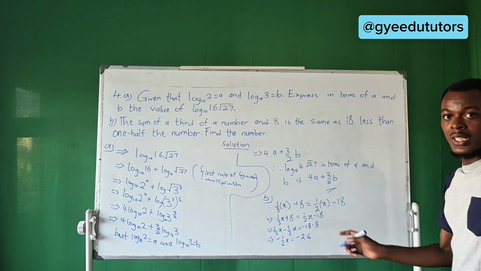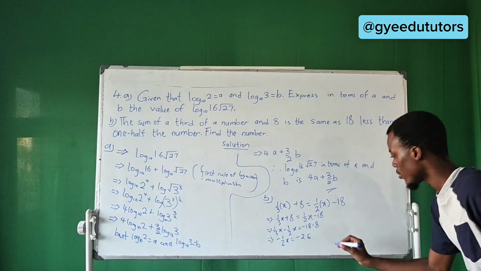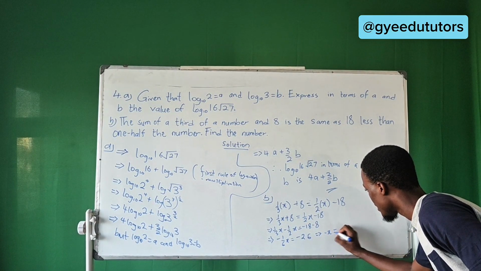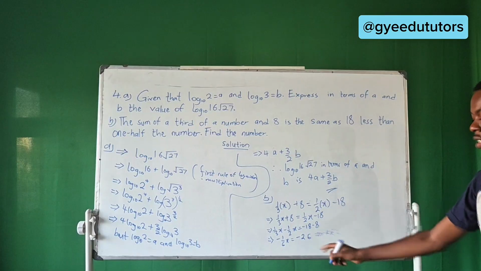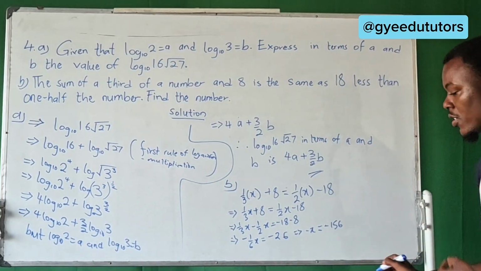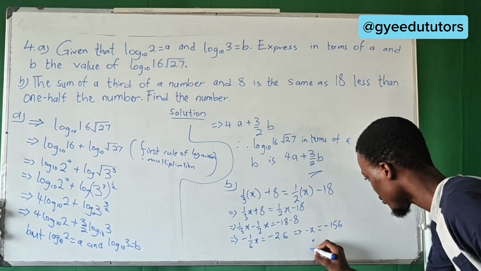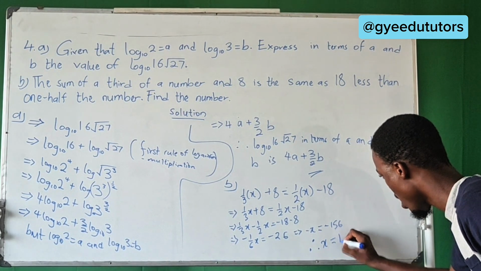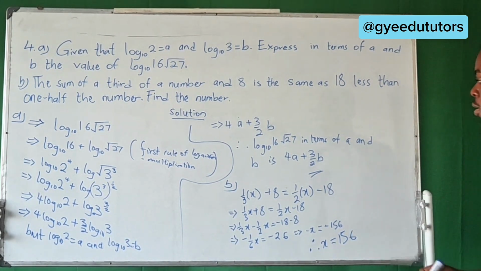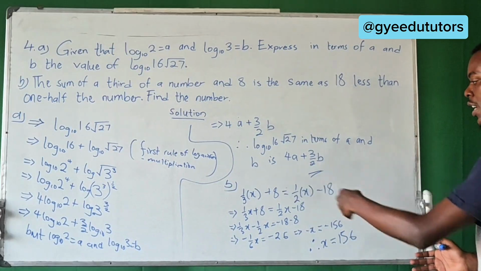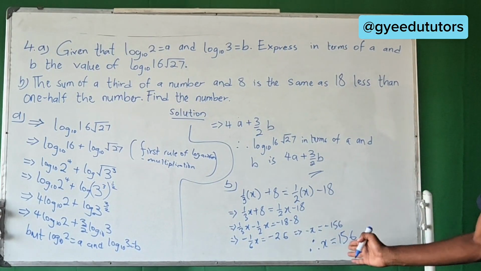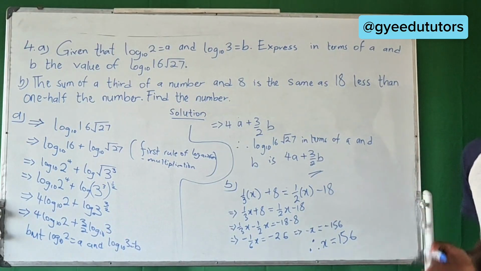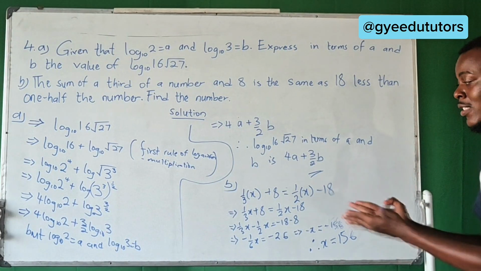So now to find x, we multiply both sides by 6. So now we get minus x equals minus 26 times 6, which is minus 156. So therefore, x is equal to 156. Now, if you compare both sides, you realize that if you fix 156 inside the left hand side, it will be the same as the right hand side. Correct. Okay, so guys, this is very, very easy.